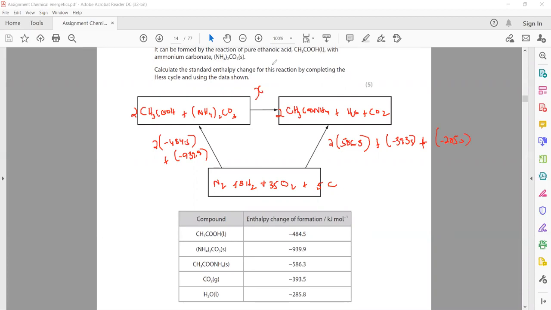So where the two arrows are pointing out, that is the start of the cycle. When you check, the arrows pointing out are our start of the cycle, the beginning. And where the two arrows are pointing in, that is the end of the cycle.